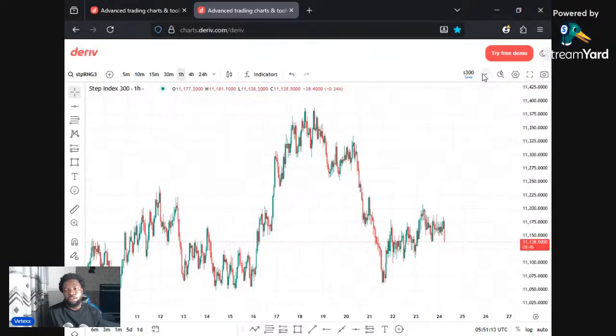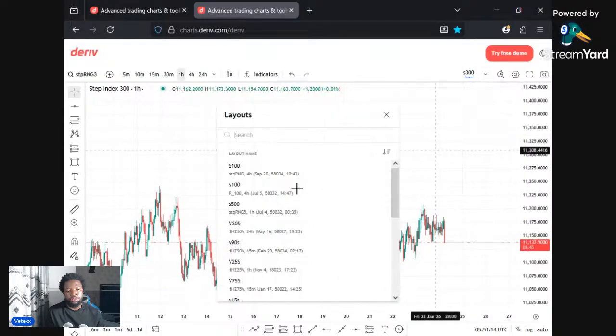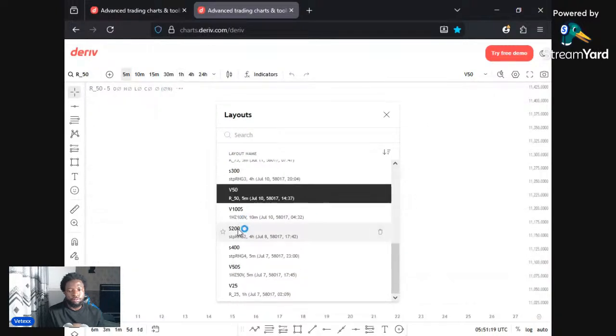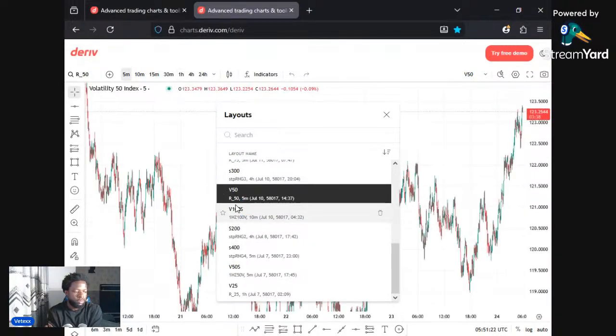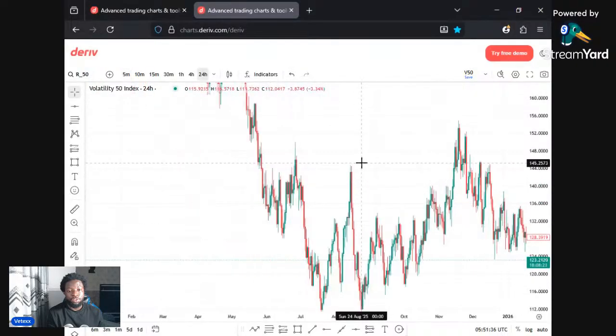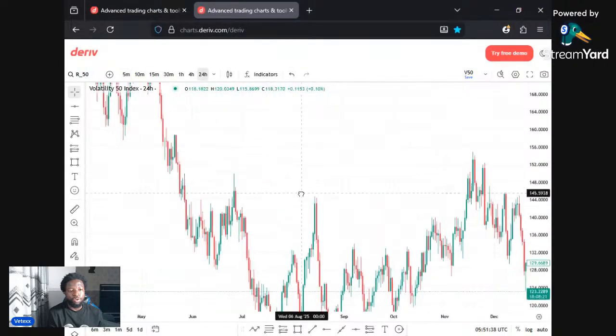So let's check out the next pair on our list, which is Volatility 50 Index. On the daily time frame, Volatility 50 Index gives us a continuation, and that is what we have been anticipating. That's the trend we have been following for the past 2 weeks now.